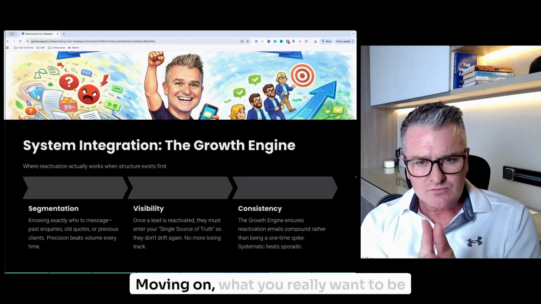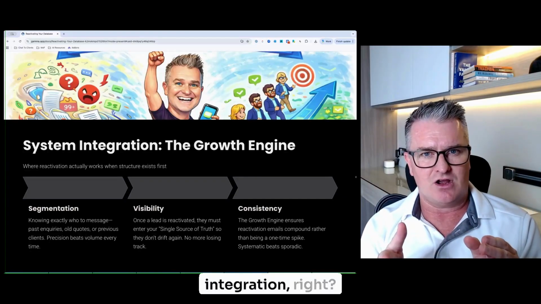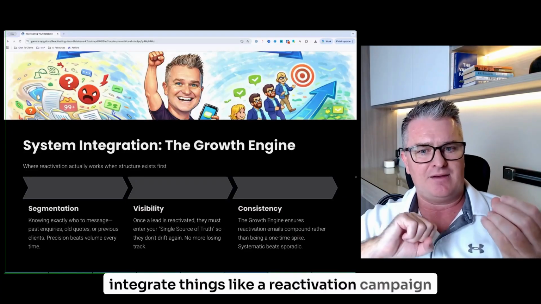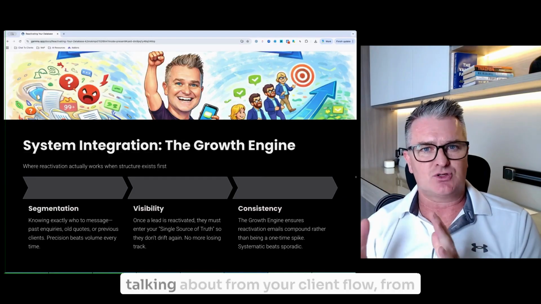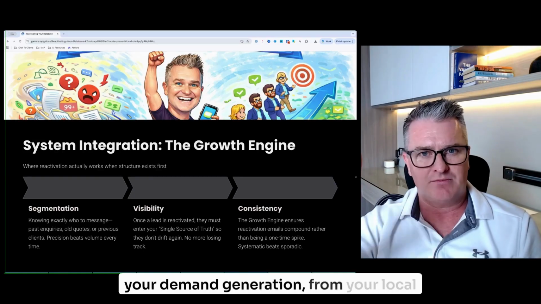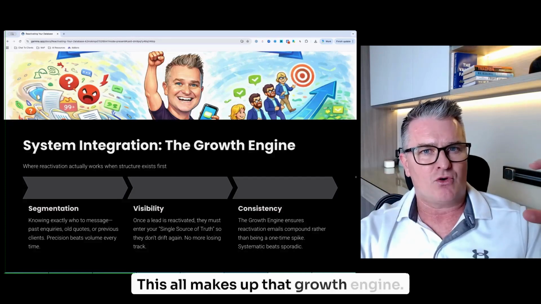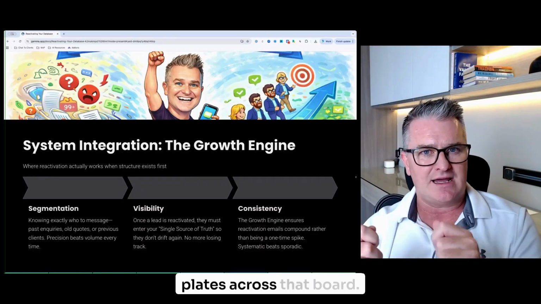Moving on, what you ultimately want here is systems integration, right? This is where we talk about how we integrate things like a reactivation campaign into what we call our growth engine. So this is from your client flow, from your demand generation, from your local authority, to your client communication system. This all makes up that growth engine. Think of it as spinning 4 plates across that board.